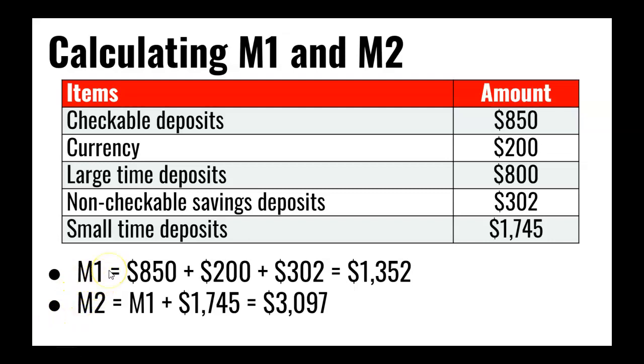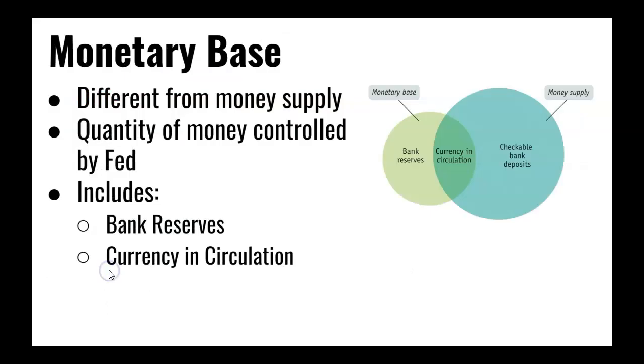There is one other measure that you should become familiar with. That measure is the monetary base. This is different from money supply. This is the quantity of money that's controlled by the Federal Reserve. There is some overlap between monetary base and money supply, but they are different in nature. The monetary base includes all of the reserves held by banks, as well as currency in circulation. It does not include all of the checkable bank deposits. As a result, monetary base is a smaller measure of aggregate money in the economy than either M1 or M2.